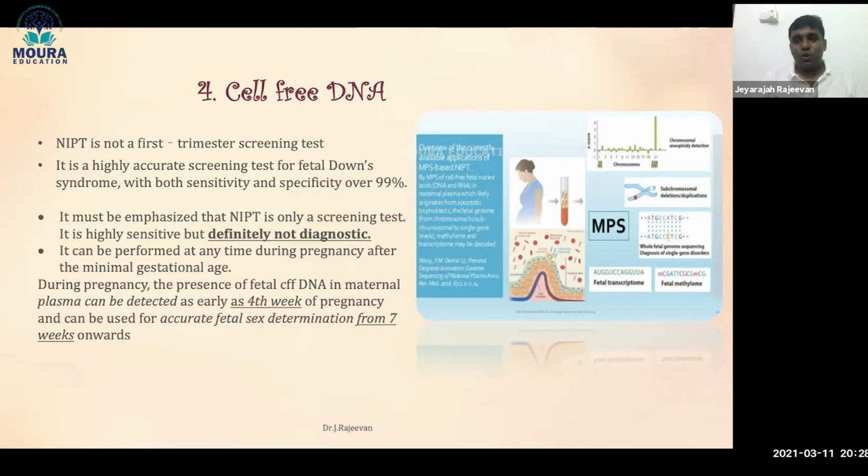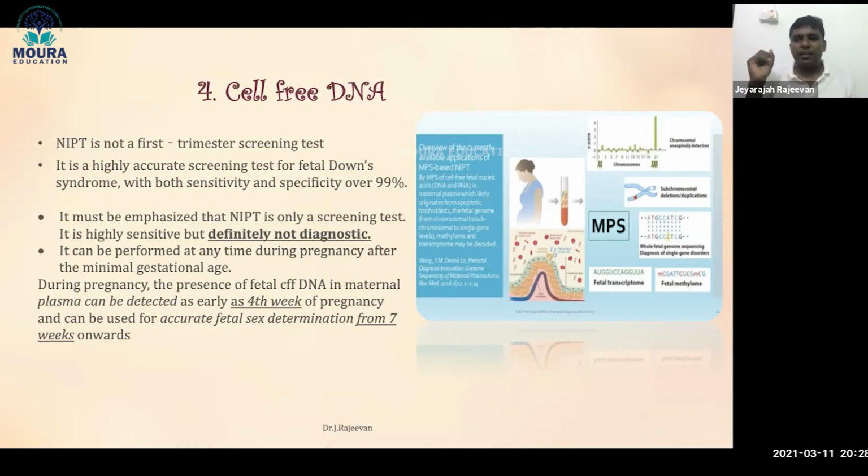Right? So you can do the cell-free DNA. If cell-free DNA is positive, 99% you can say the baby is Down. Only 1% the baby might be normal. So is it available in Sri Lanka? What is the answer? Sanjeevan. Yes, it's available in Sri Lanka.